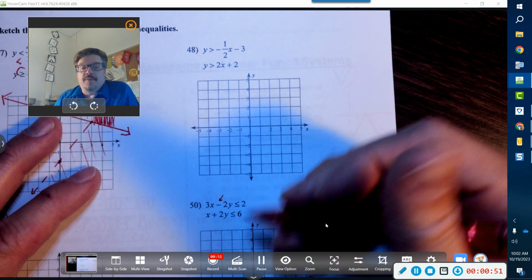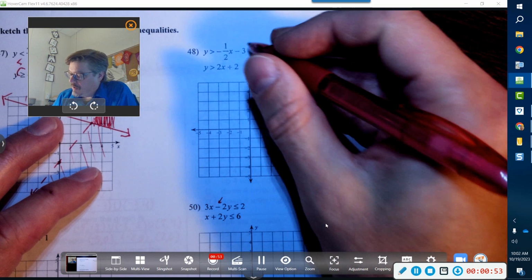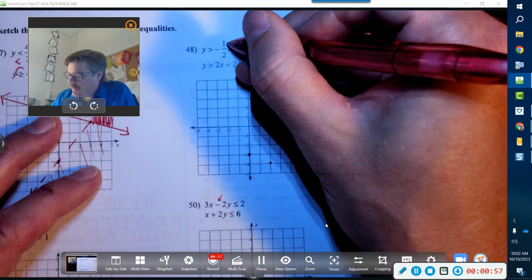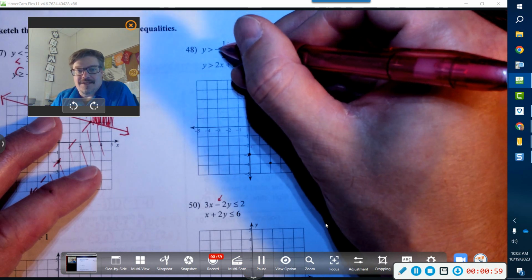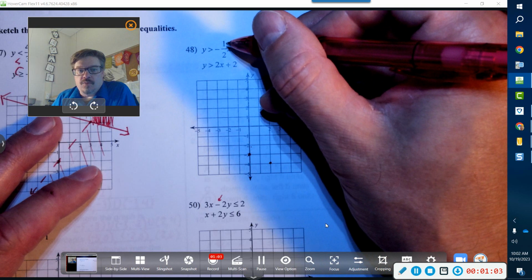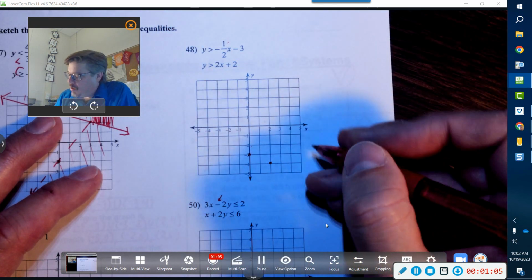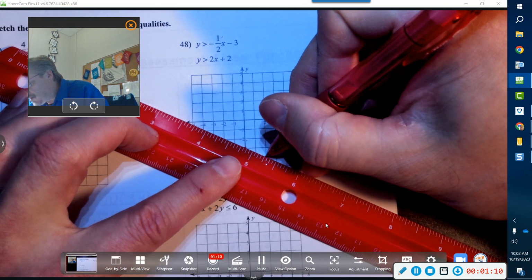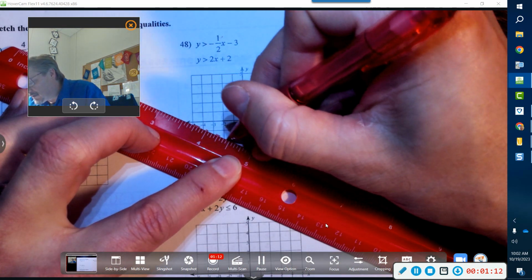But anyways, before we get to 50, let's go with this guy. We're going to go to -3, and then we're going to go down 1 over 2. So down 1 over 2. Why is it down? Because it's negative. If it was positive, I would have gone up. So, down 1 over 2. And when I say over, I'm always going to the right. This guy's dotted line because he does not have a bar. And so I will just do this.